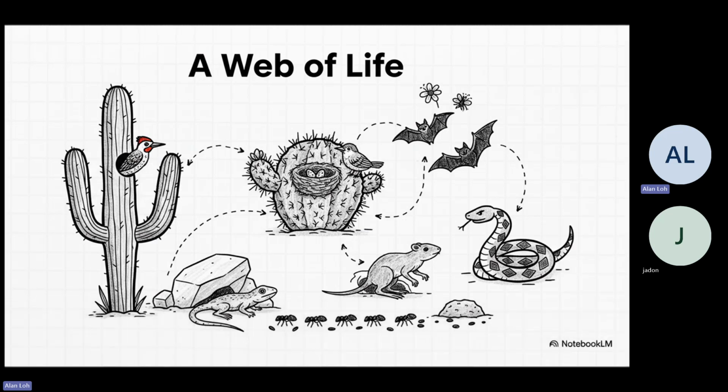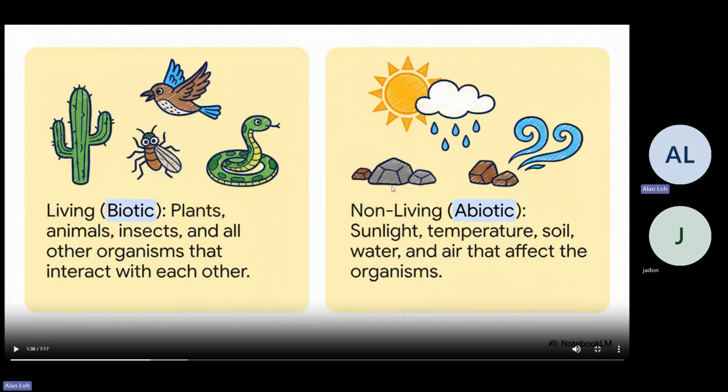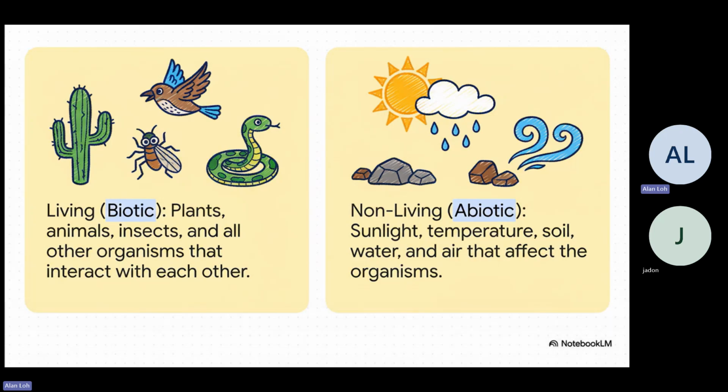It's this non-stop dance of survival and dependency. But here's the thing. It's not just about the living stuff. Every single ecosystem is really a partnership between two big players. On one hand, you have the biotic, or the living parts, all the plants, animals, insects. And on the other, you have the abiotic, the non-living things, the burning sun, the soil, the temperature, the water. You absolutely cannot have one without the other.